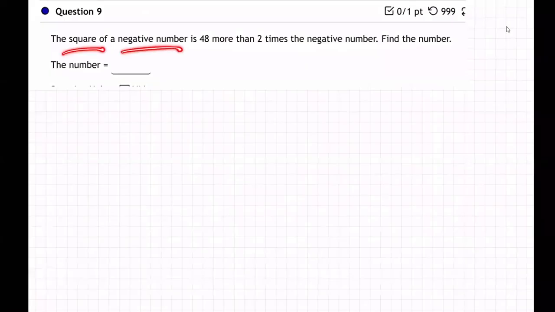Okay, the square of a negative number is 48 more than 2 times the negative number. Find the number. Okay. The square, what does that mean? X squared. Square means second power.